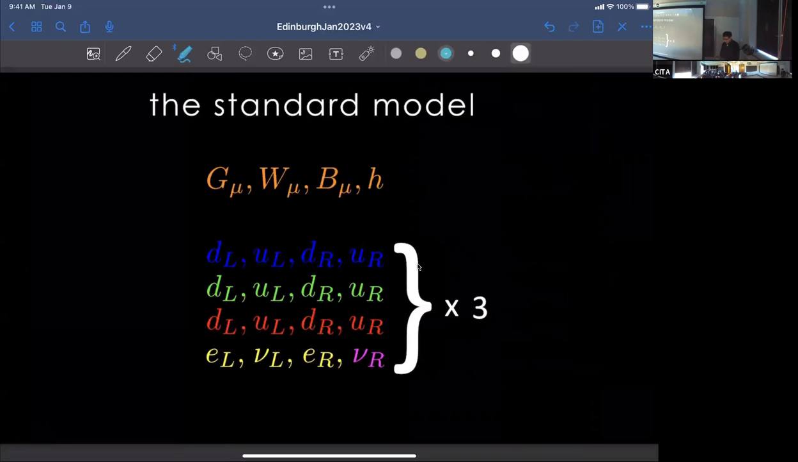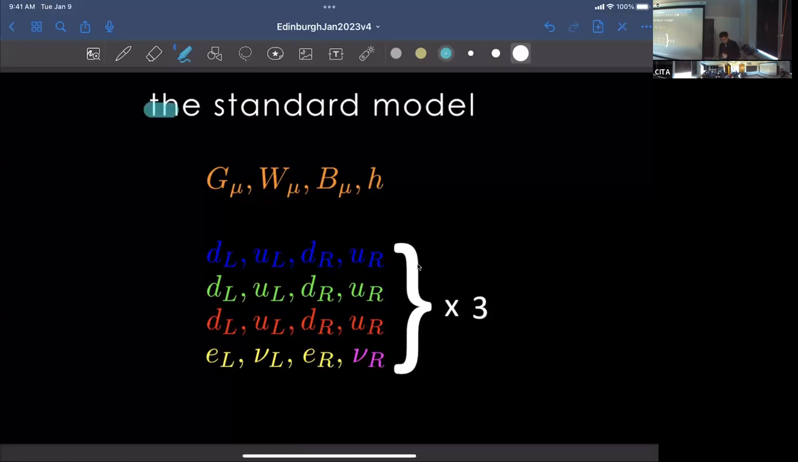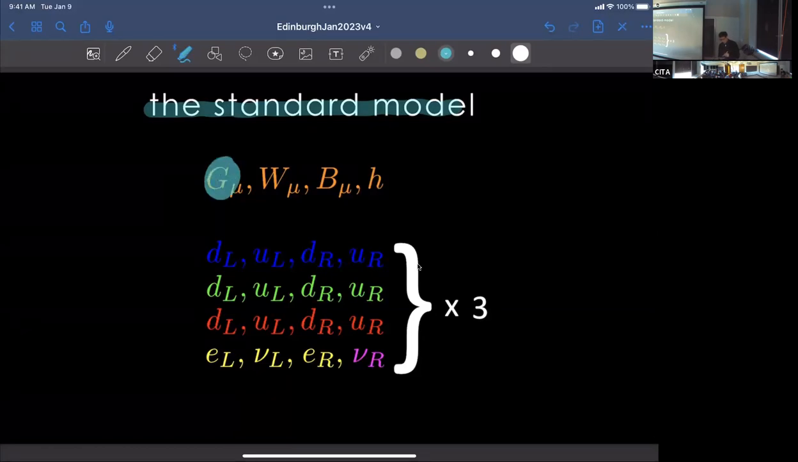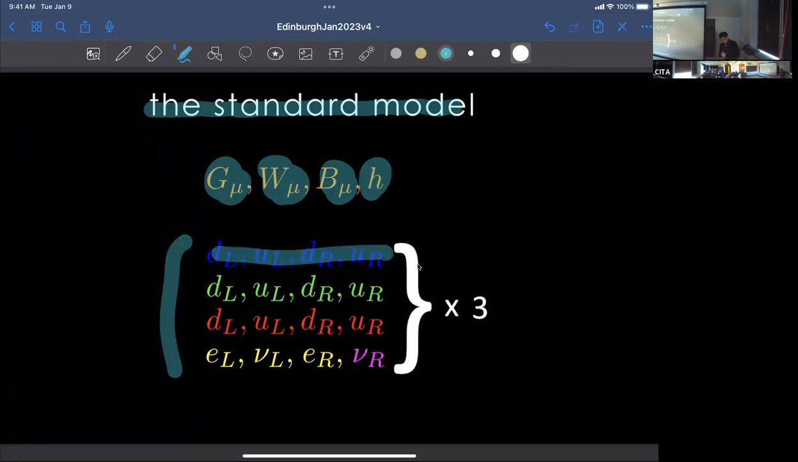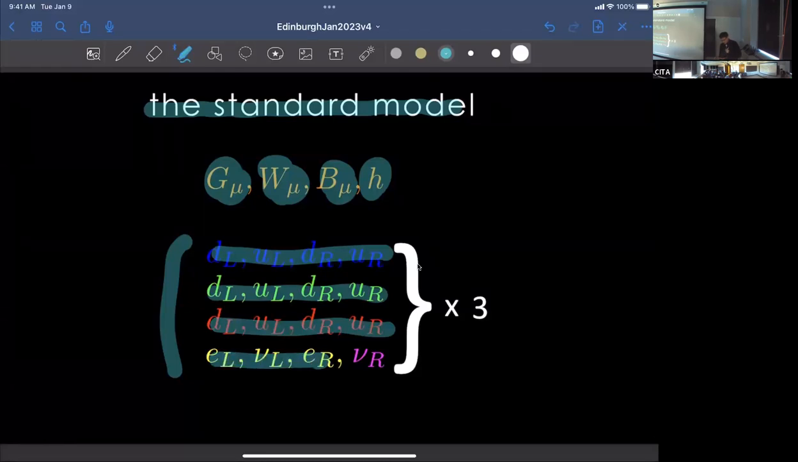Okay, so I want to now take that abstract issue and try to see what it implies when you apply it to the standard model of particle physics. Here I'm briefly reviewing the particles in the standard model. The first line here are the bosons. We have the gauge boson for the strong force, the gluons. We have the gauge boson for the SU2 weak gauge symmetry, the W bosons, the hypercharge gauge boson, and the Higgs doublet. And then down here are the fermions. Here we have three different colors of quarks, and then the corresponding leptons are the bottom row.